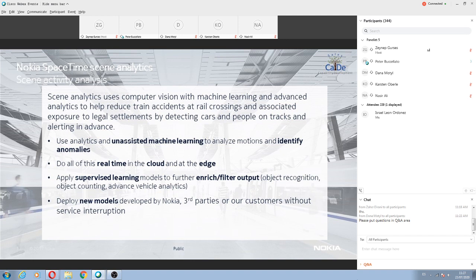So we'll get into this a little bit when we get into the actual rail solution, but we're using a combination of unassisted machine learning, and that's basically unsupervised machine learning, as well as supervised learning to determine when events are taking place on the rail track itself. And I'll get into that a little bit further.